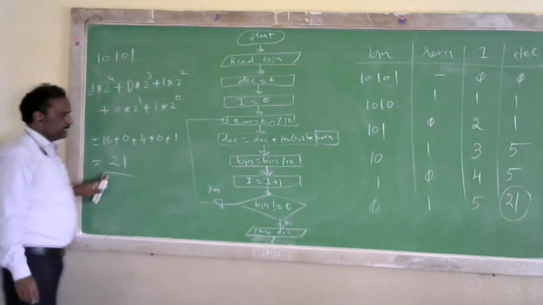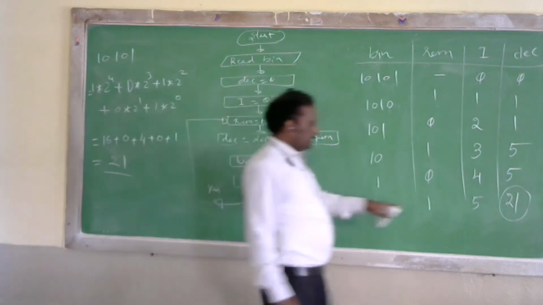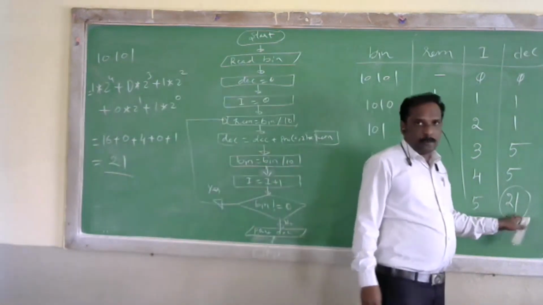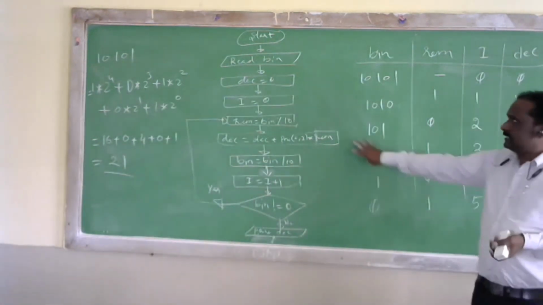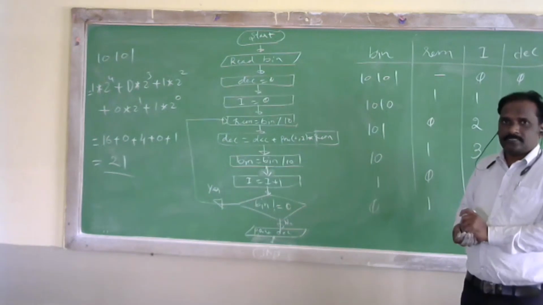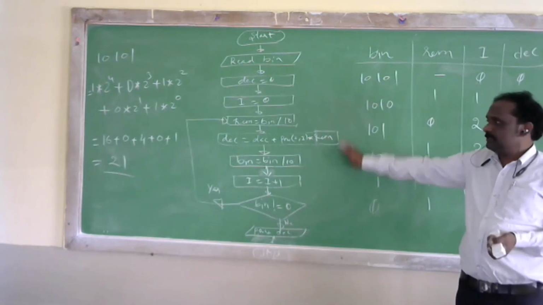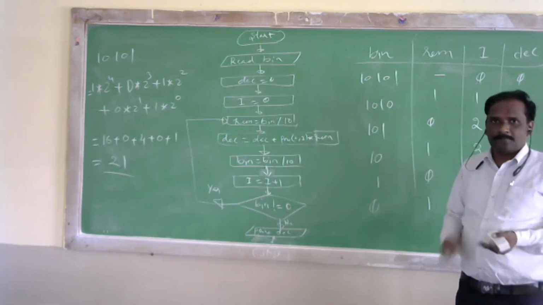So the manual calculation is also 21. So the algorithm flowchart tracing is also 21. Both are the same. Then we say that our algorithm works and converts any given binary number into a decimal number.